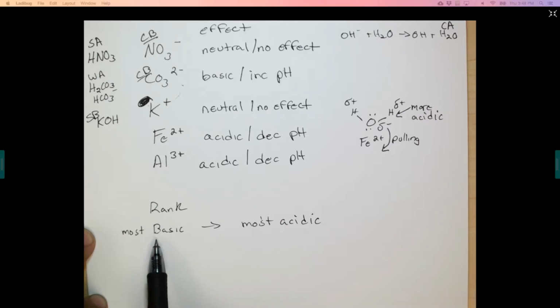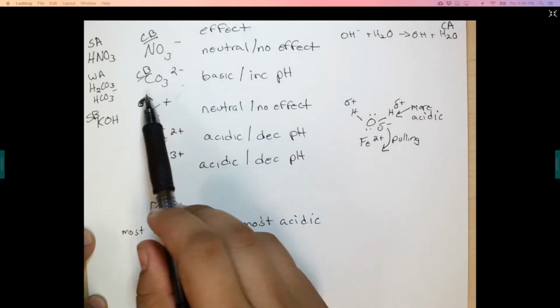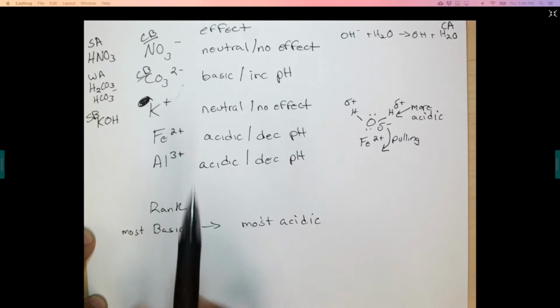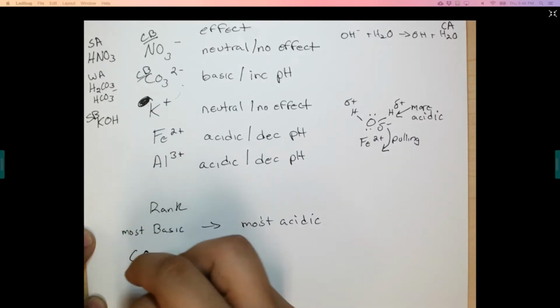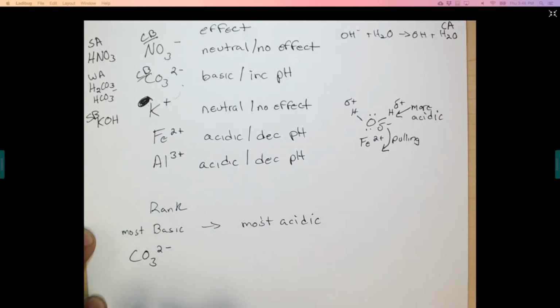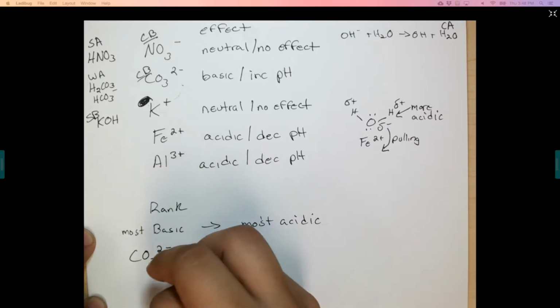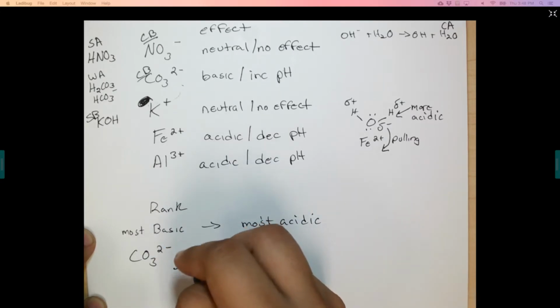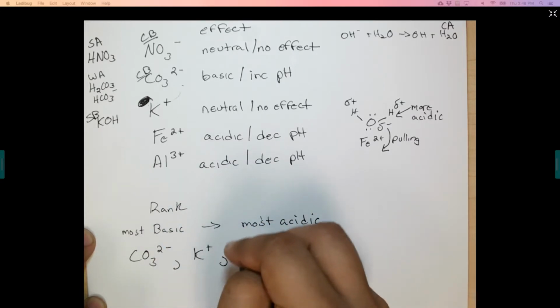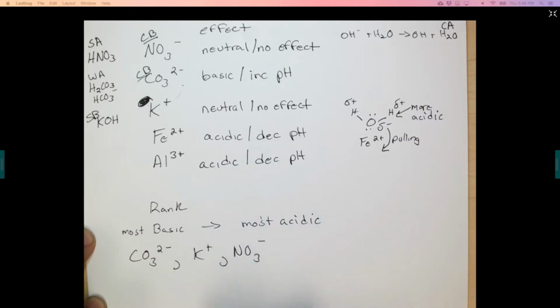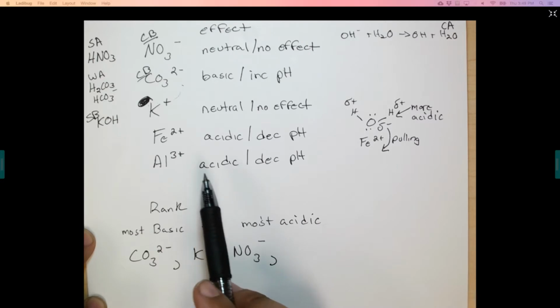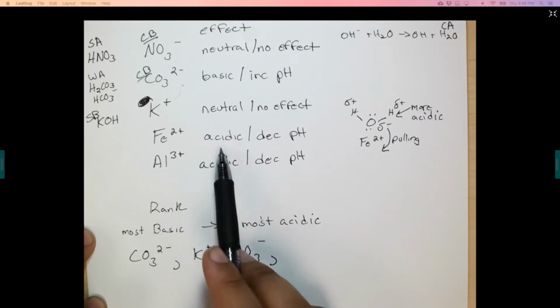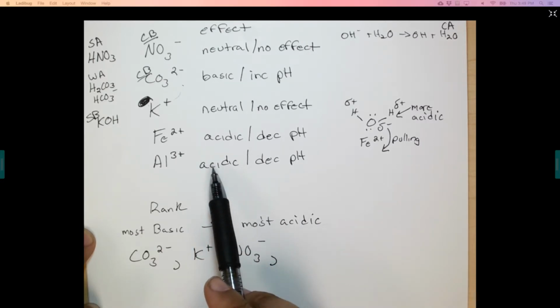The most basic in this particular case has to be the only one that is basic in solution. So that's pretty easy, right? CO3 2 minus is the most basic. Now, as it pertains to the neutral ones, both of these are effectively the same, right? So it doesn't really matter the order on the neutral molecules. But now we end up with the part where we have to do some deduction and we have to do some reasoning, okay?